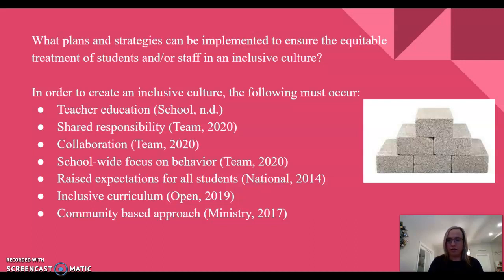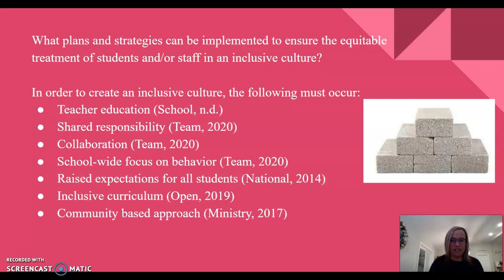I think shared responsibility, that students who might be identified with disabilities aren't just the responsibility of a special education teacher, but the responsibility of everyone. Providing the supports to have collaboration time, so that could be a shared responsibility. I think school-wide focus on behavior is also big, as well as raised expectations for all students. I am not a fan of the phrase, "well, some kids just aren't going to learn that." In fact, that is probably my biggest pet peeve that I hear as a reading specialist.